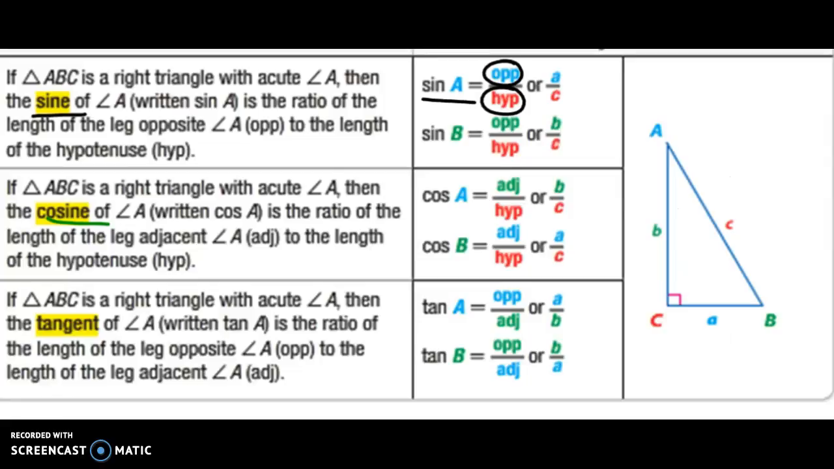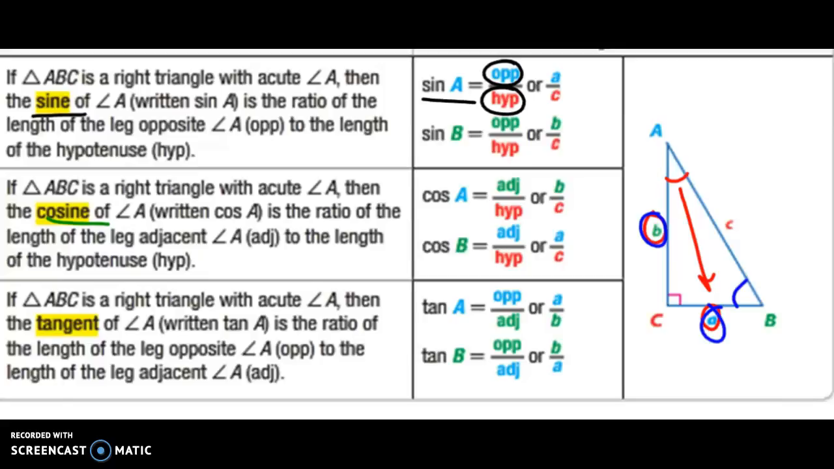And tangent does not include the hypotenuse above. Instead, the tangent is the opposite over the adjacent. If that was angle A, it would be A over B. The tangent from angle B would be B over A. Notice they both use the same letters, just in a different order.